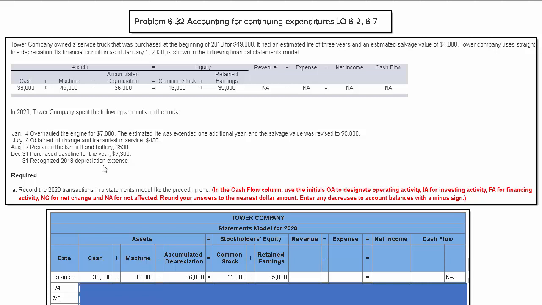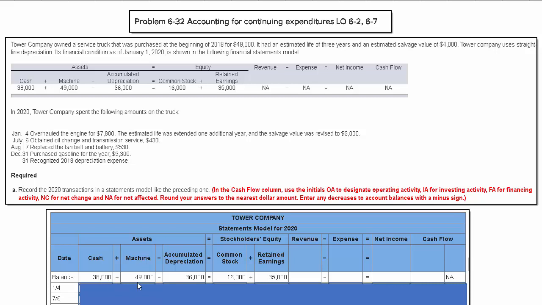All right, so the first thing we have to do is look at these transactions and say, well, did they have an impact on the asset, or are they just an ongoing expense? The first one extended the life of the equipment, so that definitely had an impact on the asset, which means we're going to affect either the cost or accumulated depreciation. And because we're extending the life, we're going to impact accumulated depreciation. Now, I'm going to walk you through that one.